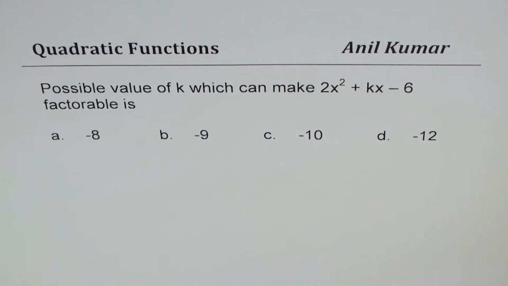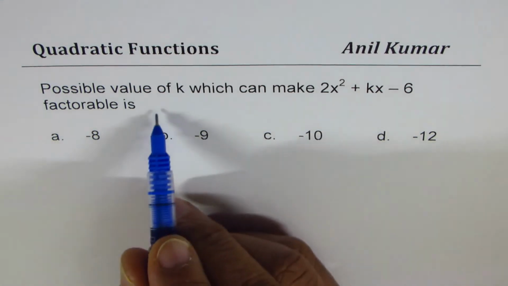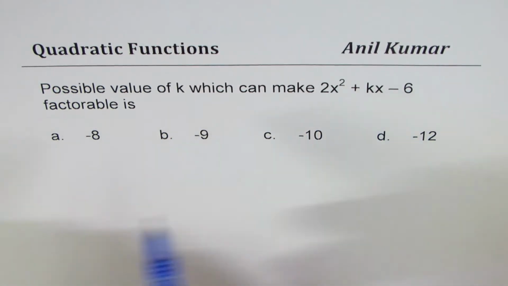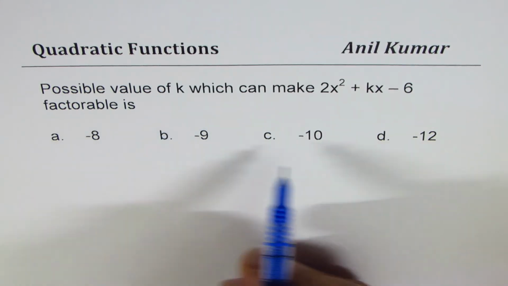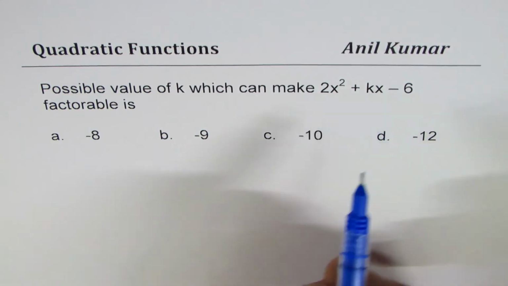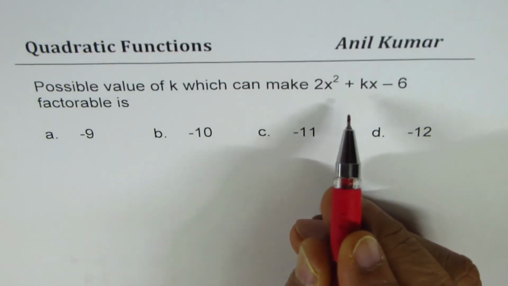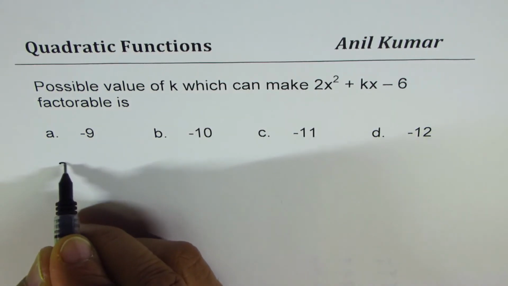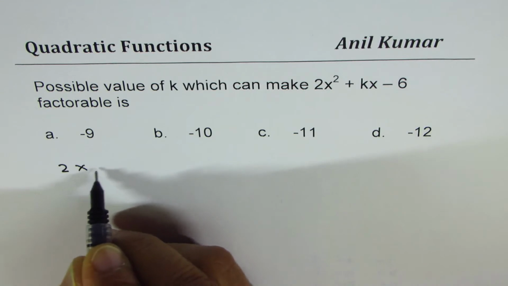And here, the question is: what is a possible value of k which can make 2x squared plus kx minus 6 factorable? Correct? So that's a standard question. Apply product and sum to figure it out. You can always pause the video, answer the question, and then look into my suggestions.